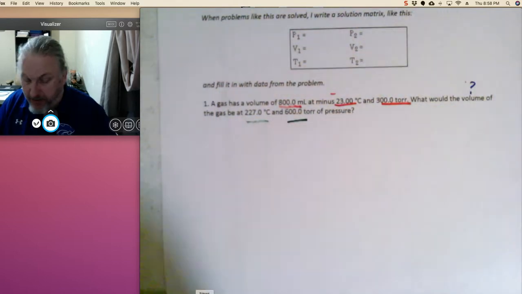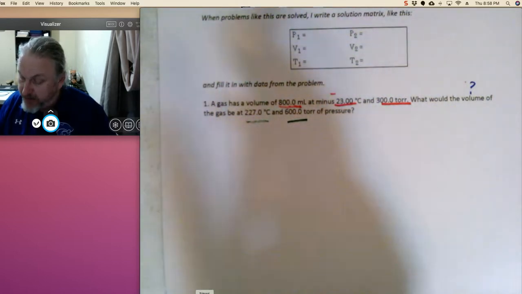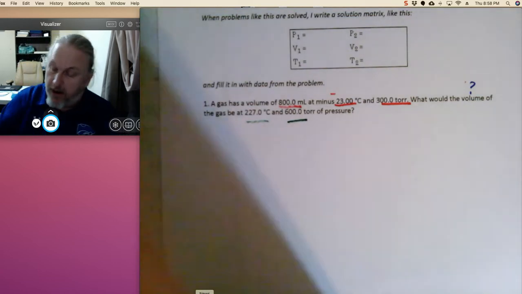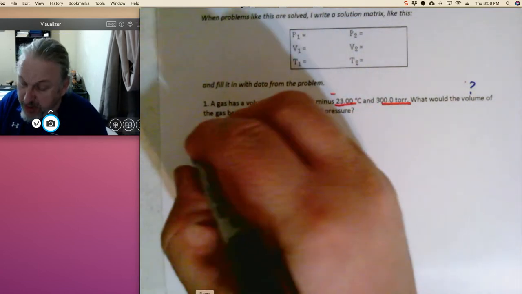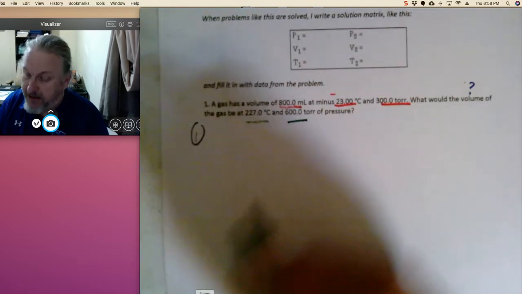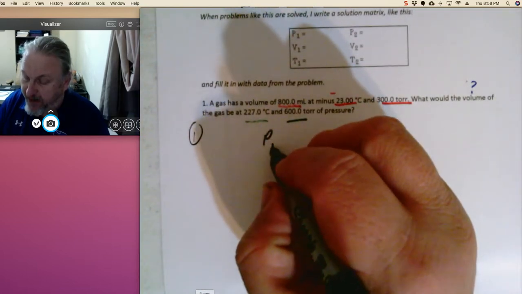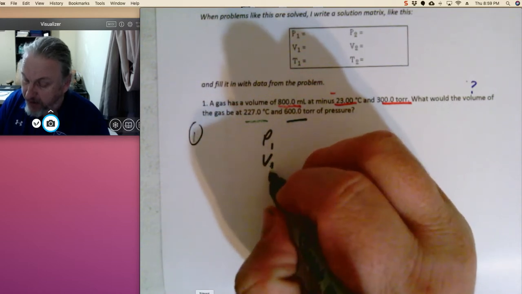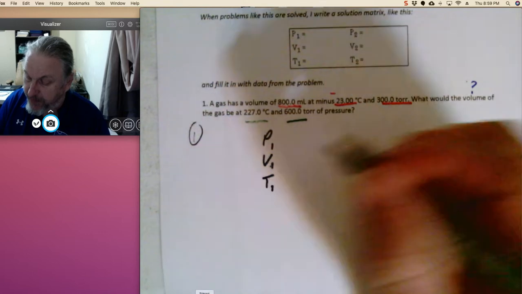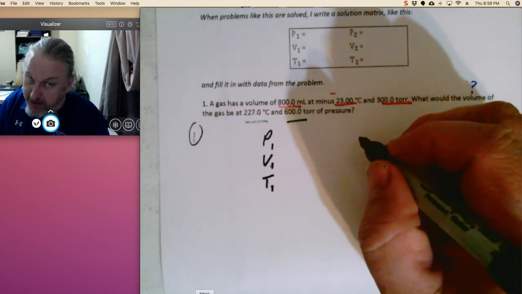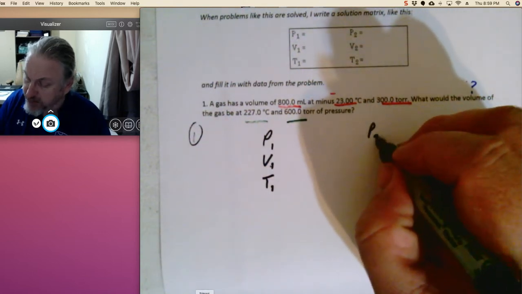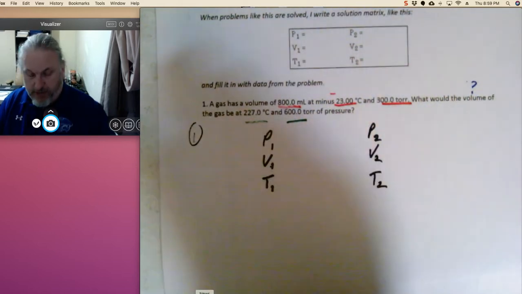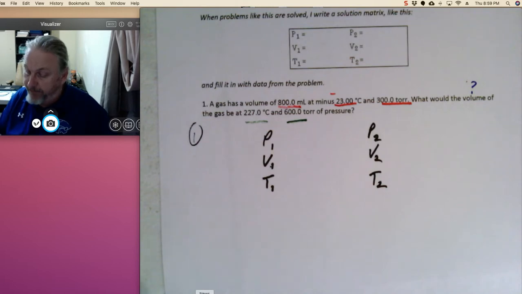Looking at my pressure units, they're the same. My volume units, it doesn't matter. Everything looks cool, so let's go ahead and start setting this problem up. Step number one in every one of these gas law problems is to identify your beginning variables, your initial variables, and your final variables. So I'm going to write my P1, V1, T1 this time, as well as my P2, V2, T2 variables. Let's start filling them in.